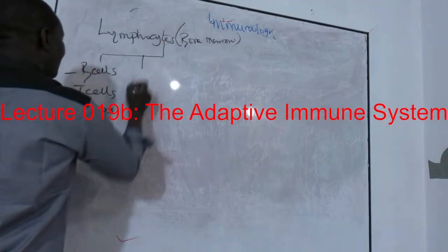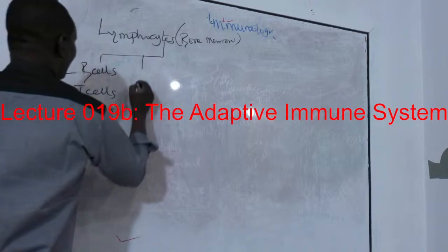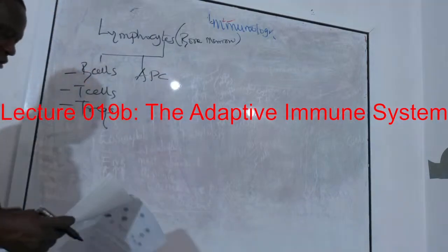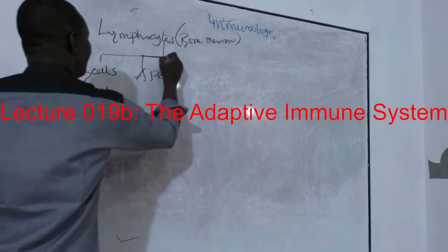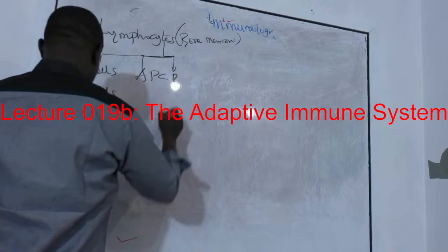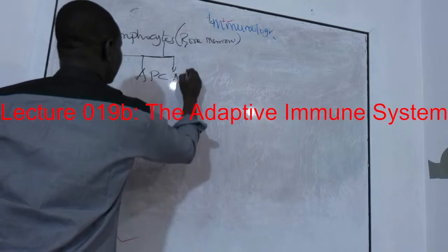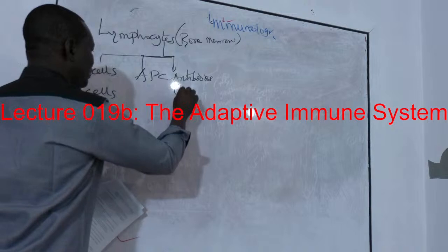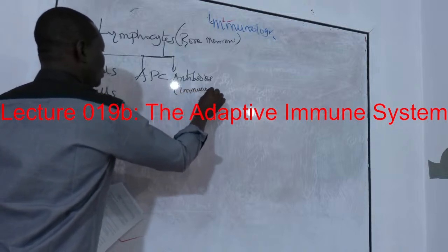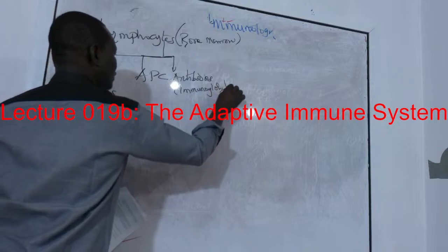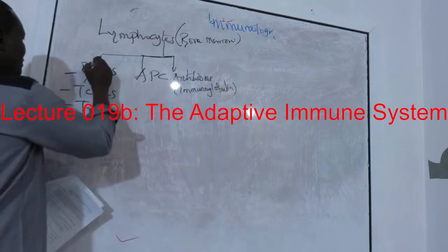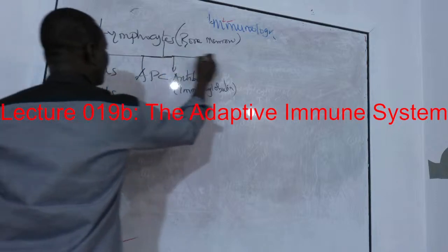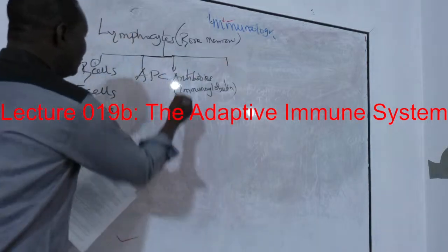The second part of lymphocytes is what is called APC, antigen presenting cells. The third component is antibodies, what we call immunoglobulin. Number one is mainly made up of B cells, and then followed by antibodies.